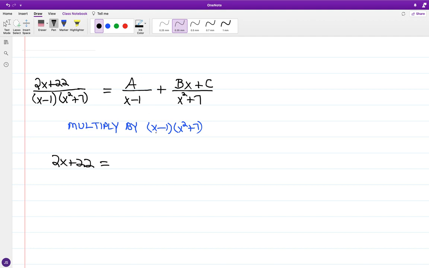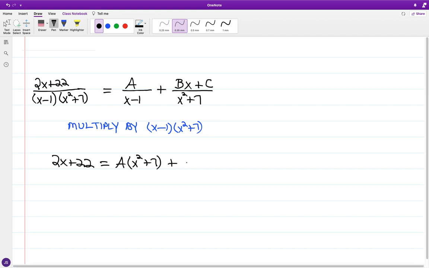As for a, x minus 1 will cancel, and we're going to have this multiplied over the quantity of x squared plus 7. As for bx, now bx was over x squared plus 7, but it's going to be multiplied by the quantity of x minus 1. And guess what? The same thing is going to happen for c. x squared plus 7 cancels. And like b times x, c is going to be distributed over x minus 1.